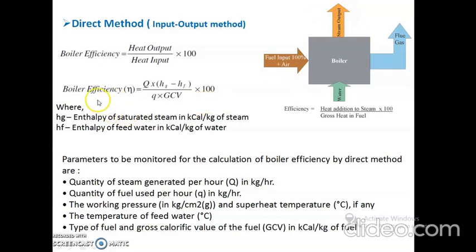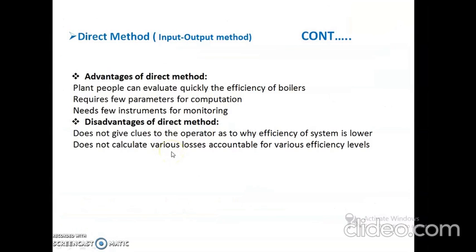So this formula comes to be Q into (Hg minus Hf) divided by small q into GCV into 100, where capital Q is the quantity of steam generated per hour, and small q is the quantity of fuel used per hour, and Hg and Hf are the enthalpy of saturated steam and the enthalpy of feed water. So this is a very straightforward definition of boiler efficiency.